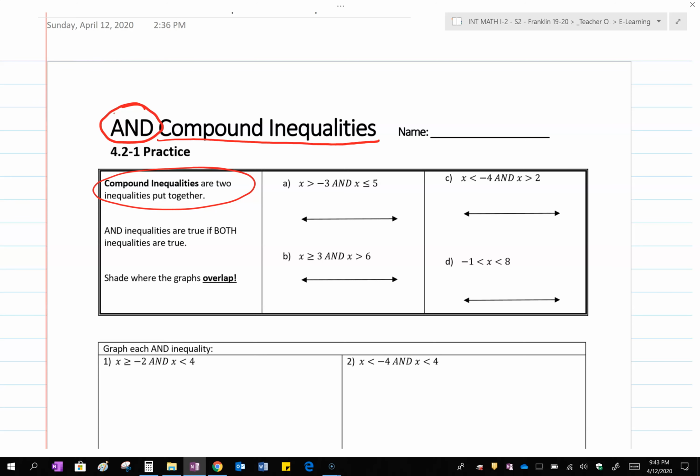So what we do, and we're just going to focus on graphing here at first, we're going to put them on the number line just the way we always have, but we only shade where the graphs overlap. And I'll show you what that means right now.